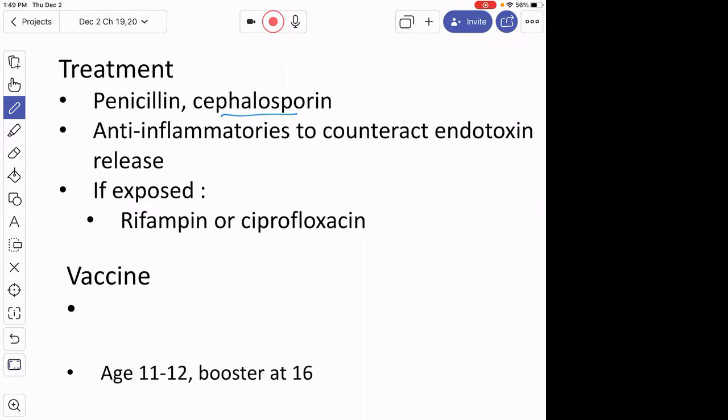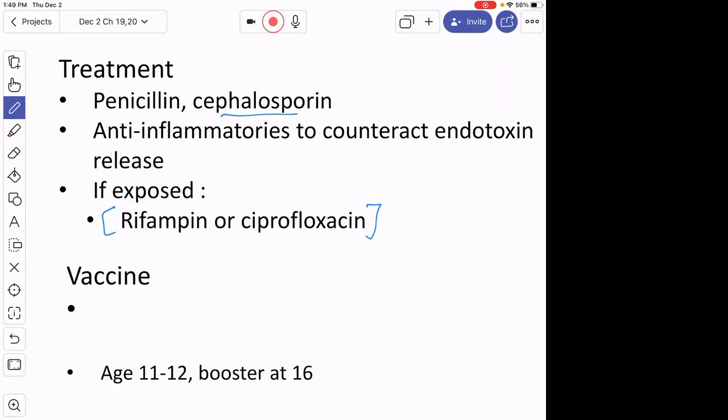Because it is so serious, if you come in contact with somebody that has meningococcal meningitis, they will give you antibiotics just to make sure that you don't contract it. So prophylactically give rifampin or ciprofloxacin. You don't have to memorize that, just know you will be given antibiotics, again, if you're exposed.